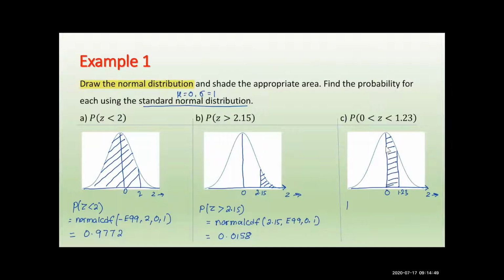So when you find the probability that z is between 0 and 1.23, we use the normal CDF in our calculator, which says normal CDF. The lower value for the area is 0, upper value is 1.23, mean is 0, standard deviation is 1. Now, we are going to type this in our calculator.